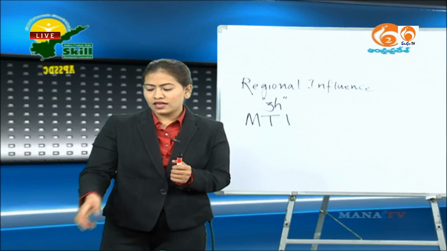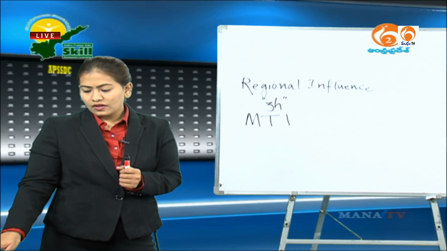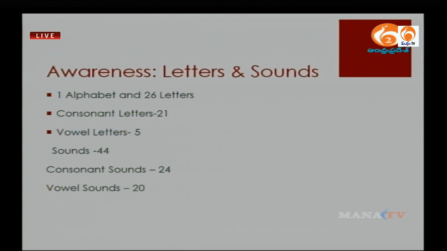So let's move to the slide of awareness again. We were discussing the alphabet and the letters. We have 26 letters in the English alphabet, with 44 sounds. So the entire sound count is 44. However, the consonant sounds number 24, and vowel sounds are 20 in the English language. Likewise, consonant letters are 21 and the vowel letters are 5.